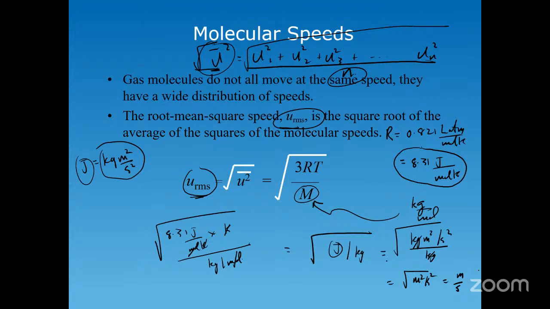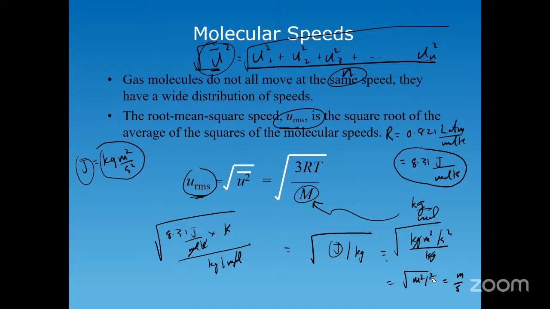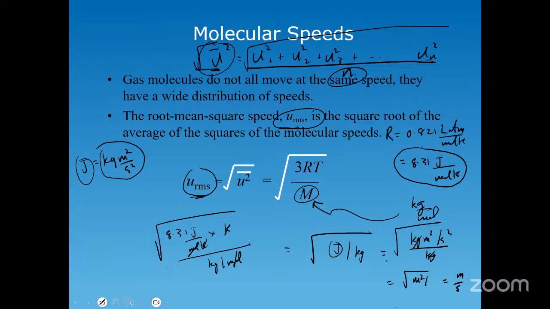Yes, sir. How does meters squared and kilograms squared meter? You're going to see that in the next chapter. You're talking about this right here? Oh, that's second. Yeah, I'm sorry, that's my poor handwriting. This here should be second squared.